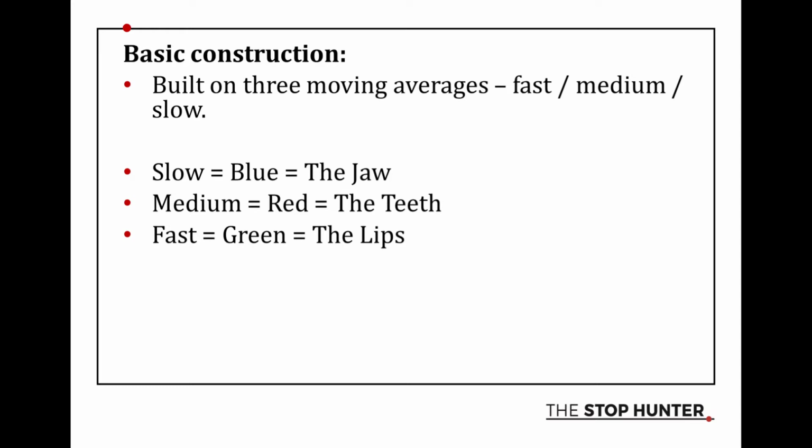It's all down to the construction, built on 3 moving averages. I call them the fast, medium and slow. And the slow one, normally coloured blue, is called the jaw. The medium, normally coloured red, is the teeth. And the fast one is green and the lips. Those colours you can change though to suit yourselves, but that's what they normally are displayed as. So they are parts of the alligator, and we're going to see how they are used.